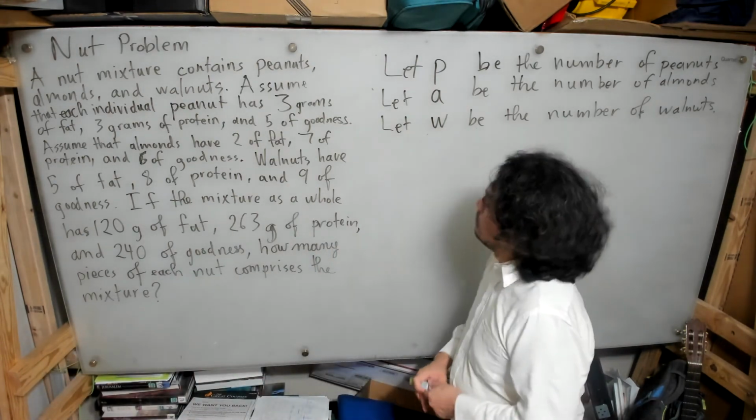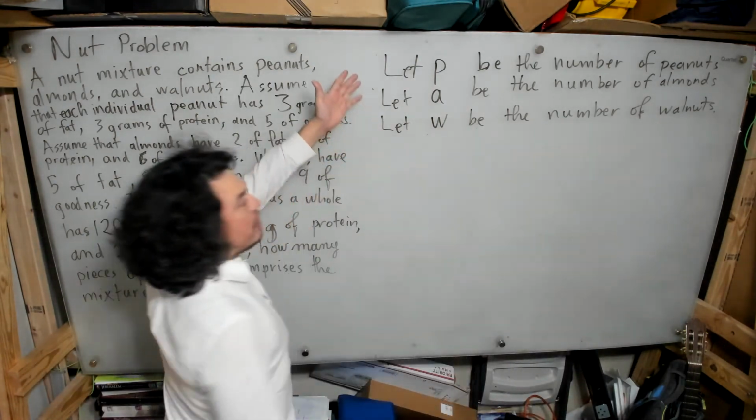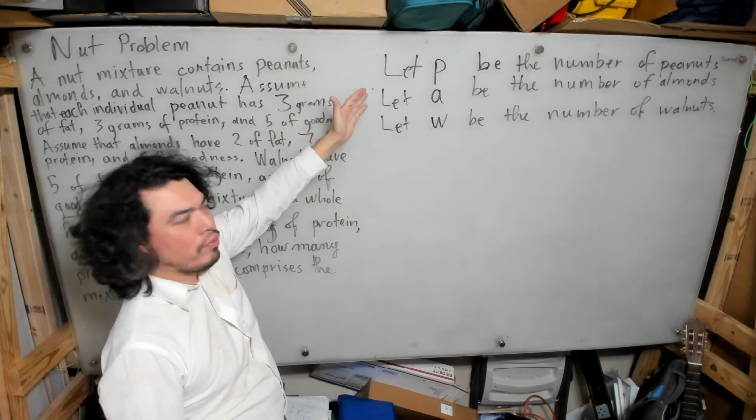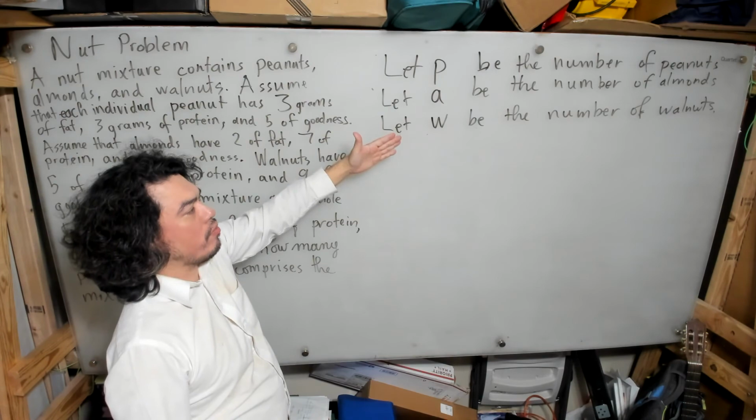Okay. So as we mentioned, P will be our number of peanuts, A will be our number of almonds, and W will be our number of walnuts.